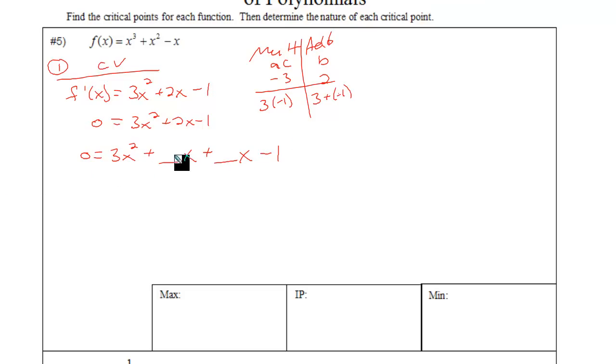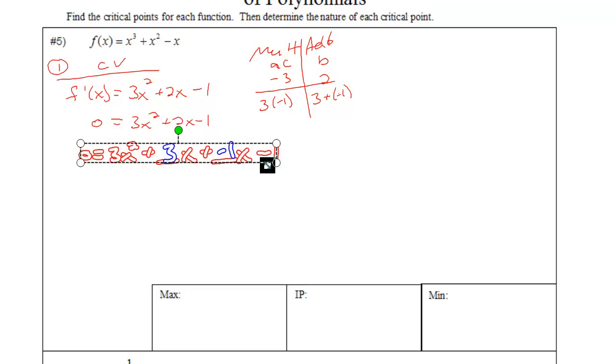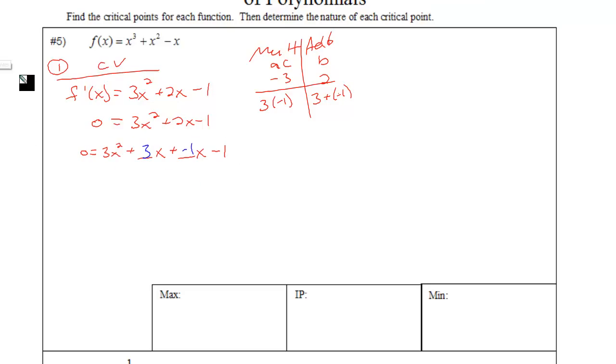So on one of these blanks, you put a +3. The other one you put a -1. It's important that you have this plus sign between. That's splitting the middle term. Then you group terms together and have common factors. 3x squared plus 3x, common factors, plus -x minus 1, have common factors. Find the GCF of each group. This is called factoring by grouping.